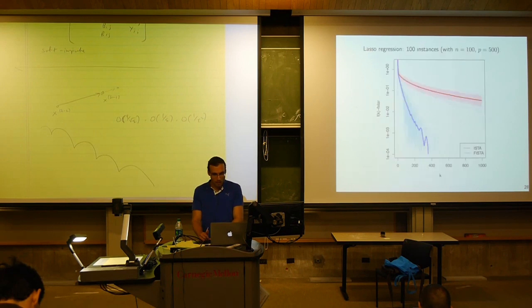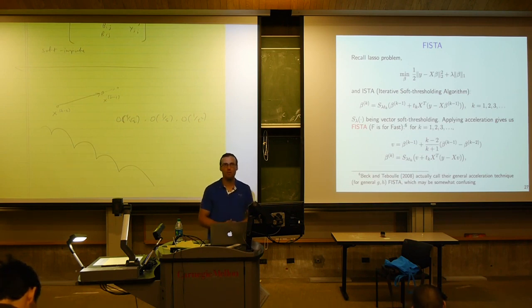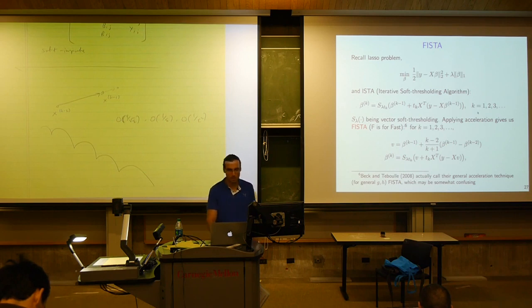So I guess I just have a couple more things. FISTA, which is the accelerated version of ISTA, and then just taking a step back and talking about when acceleration is useful and when it may not be as useful. So for the lasso problem, remember we had this algorithm called ISTA, which we derived just by using proximal gradient. It stands for iterative soft thresholding algorithm.